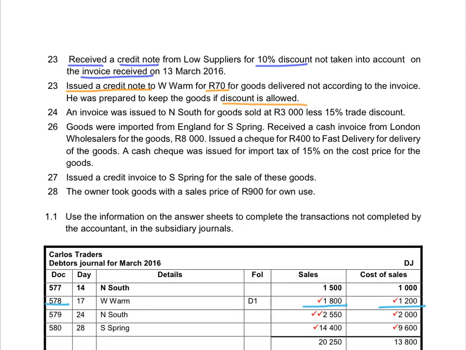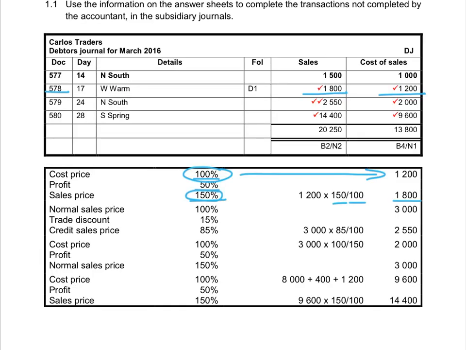An invoice was issued to Ensal for goods sold at 3,000 less 15% trade discount. If we sell goods to a debtor, it will be recorded in the debtor's journal. The cost price is 100%, the profit is 50, the normal sales price is 150.